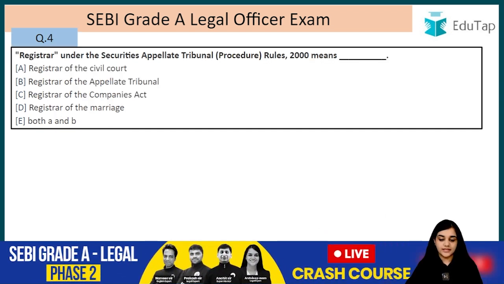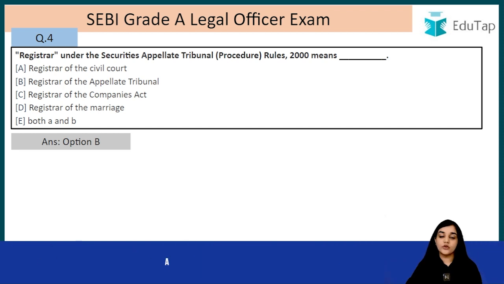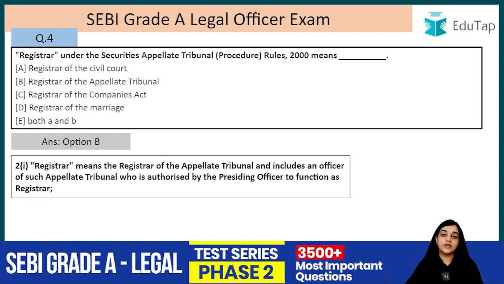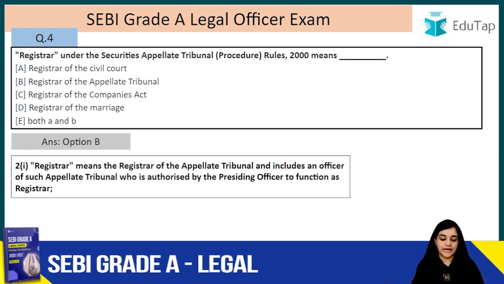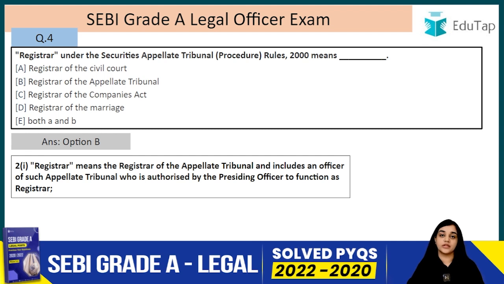Question number 4. Registrar under the Securities Appellate Tribunal Procedure Rules 2000 means. So the answer to this question is option B, Registrar of the Appellate Tribunal. It has been given under Rule 2(I) of these rules, right? So registrar means the registrar of the Appellate Tribunal and includes an officer of such Appellate Tribunal who is authorized by the presiding officer to function as a registrar. So he has been authorized by who? He has been authorized by the presiding officer to function as a registrar.